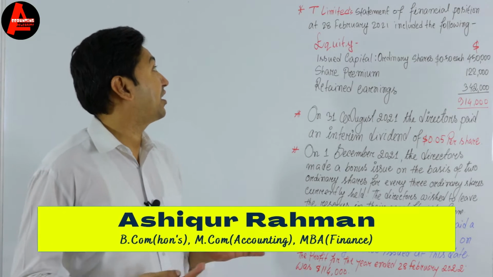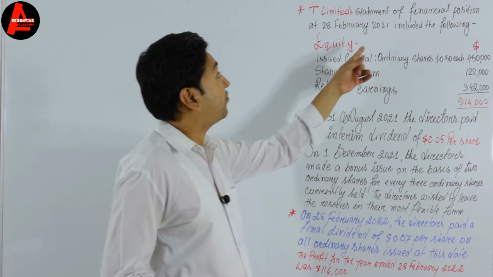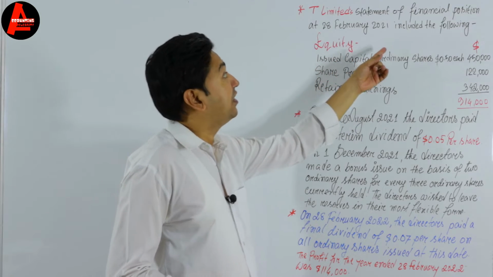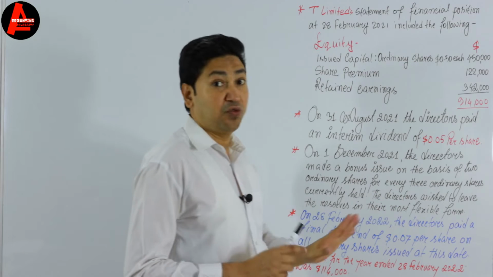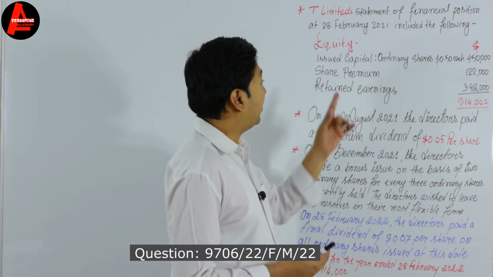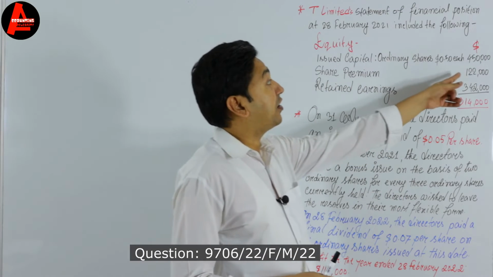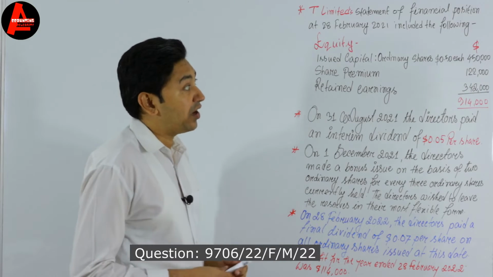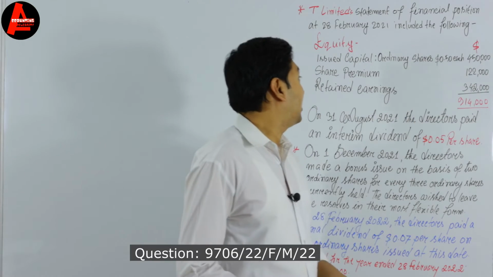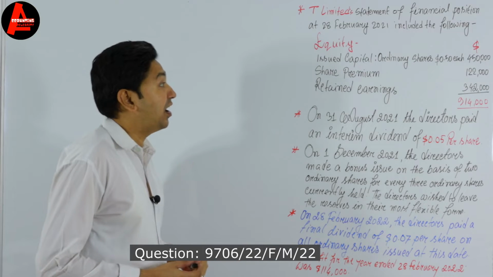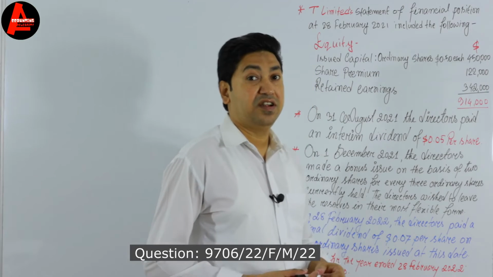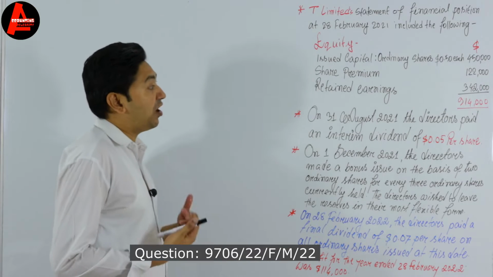So what is written here? P Limited Statement of Financial Position at 28 February 2021 included the following. We have issued capital $450,000, then share premium $122,000, then retained earnings $342,000.